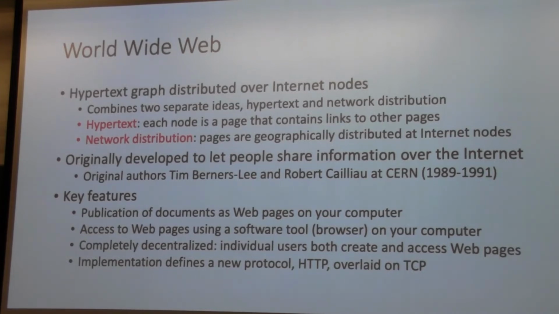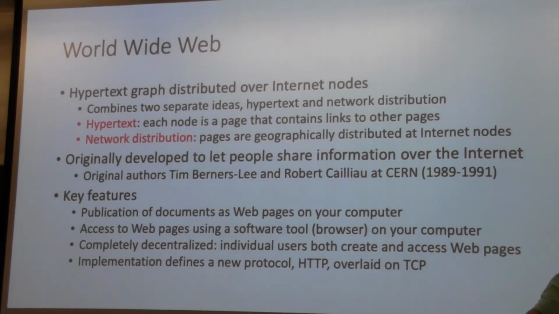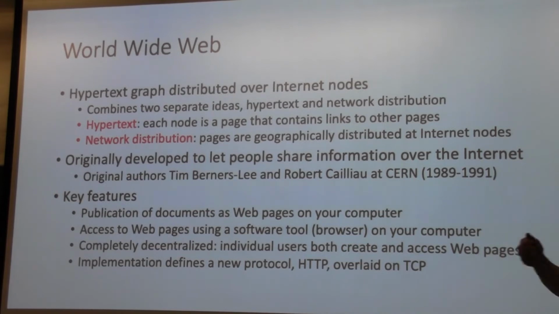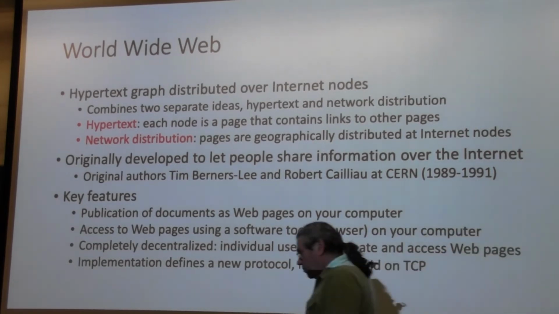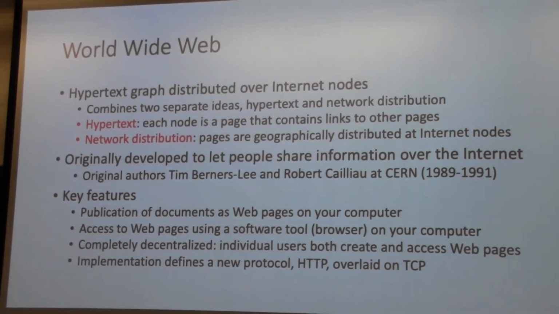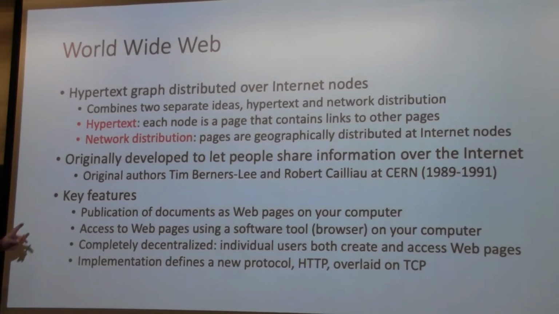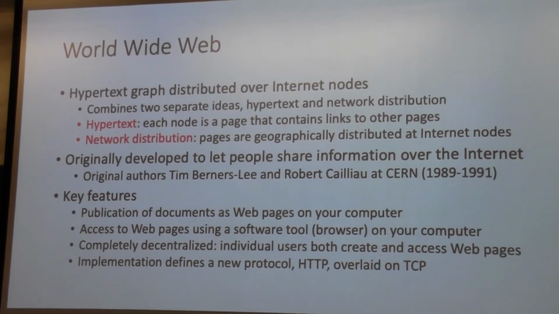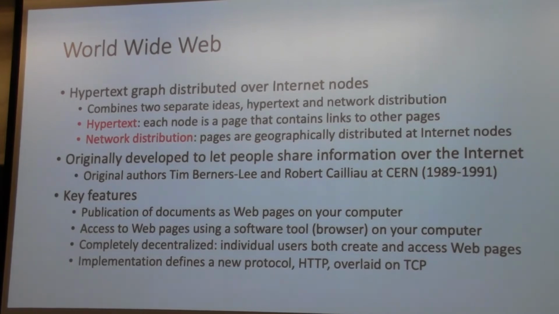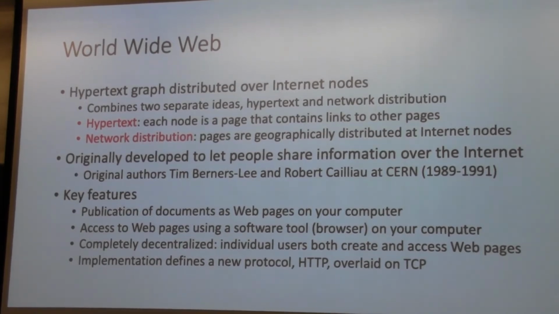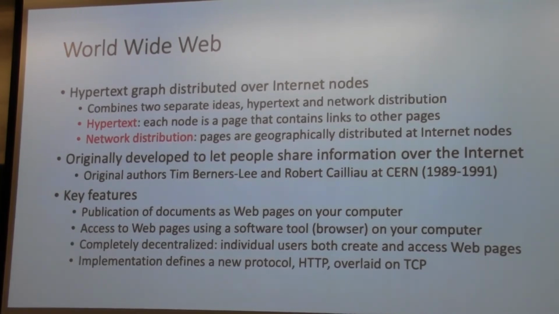Hypertext means that you have a page of text, and on that page you have links to other pages. So instead of a book where the pages are sequential, the pages are organized as a graph. Hypertext means the pages are not organized sequentially as in a book, but arbitrarily as a graph. And you can go from one page to the other by following the link. And the other principle is network distribution. The pages are geographically distributed all over the internet. So this hypertext graph is completely decentralized.